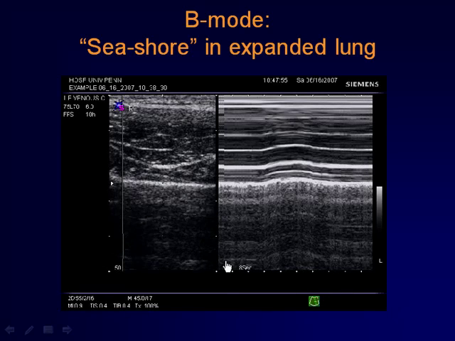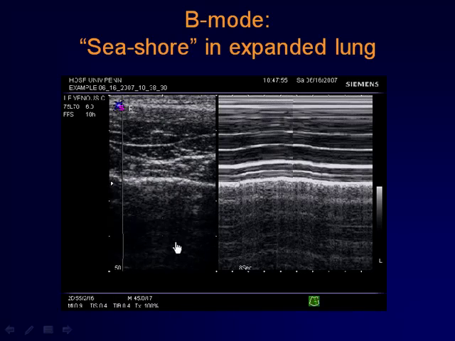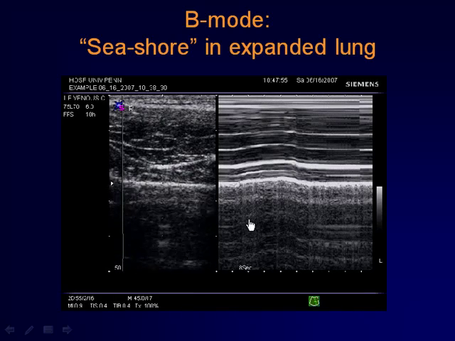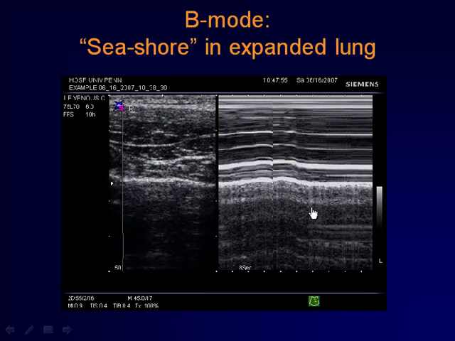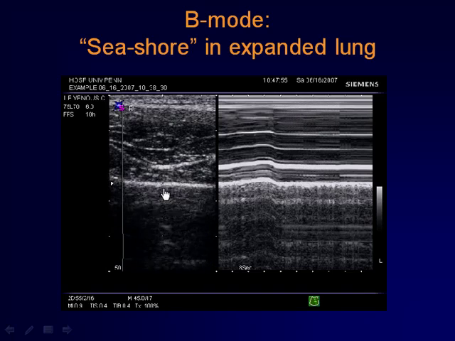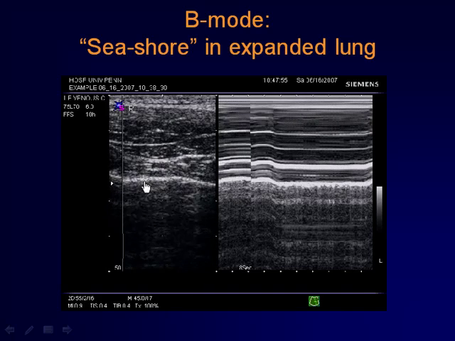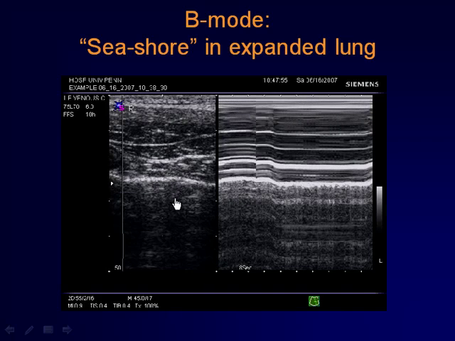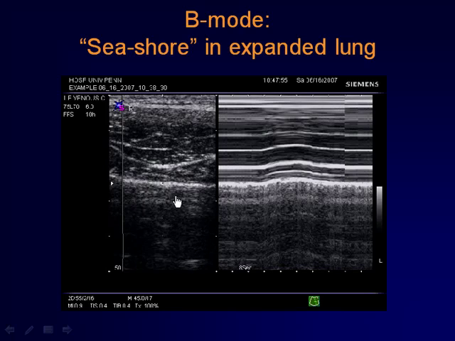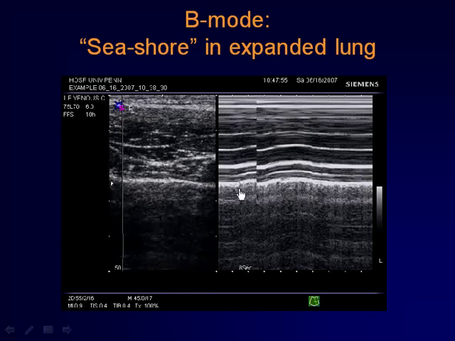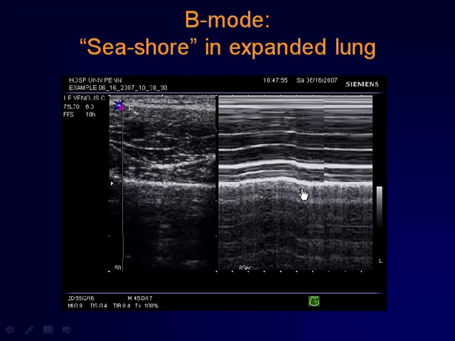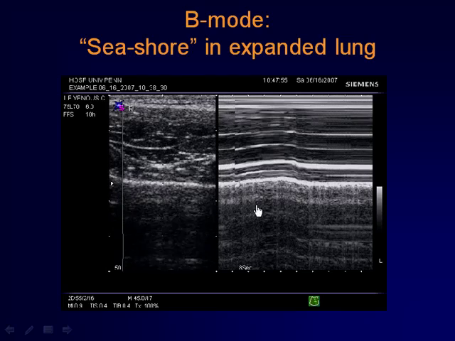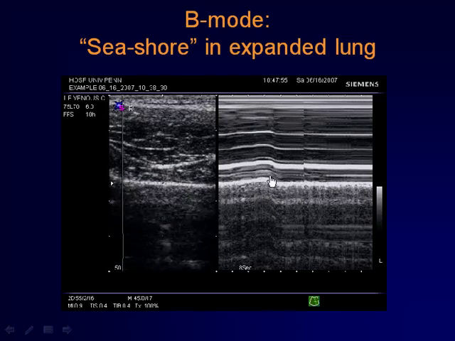Here's actually an example demonstrating in real time the development of the waves on the shore sign from someone with expanding lung. Here the pleural sliding can clearly be seen, and the associated irregularities within the lung fields can be seen clearly here.